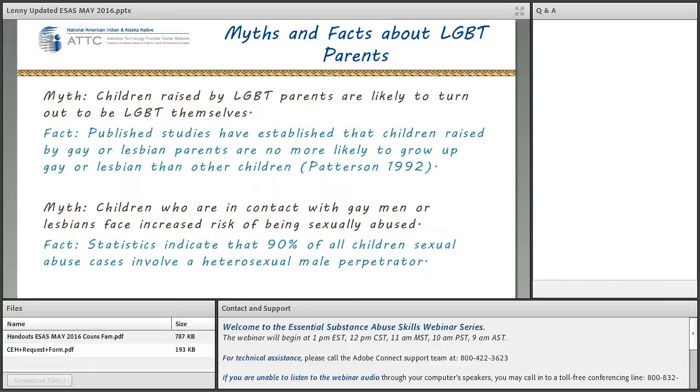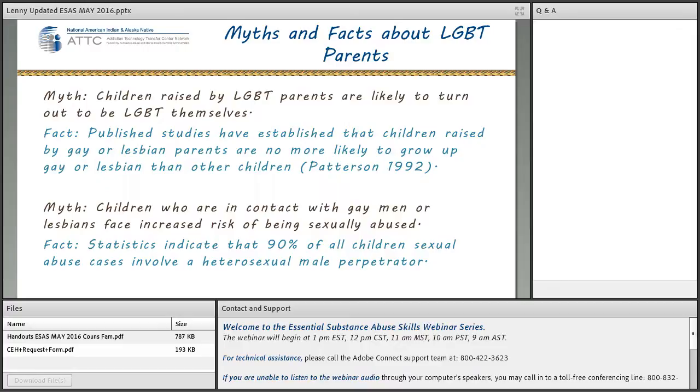Here's another myth: children raised by LGBT parents are likely to turn out to be LGBT themselves. The fact is that published studies have established that children raised by gay or lesbian parents are no more likely to grow up gay or lesbian than other children. This was a study done in 1992.